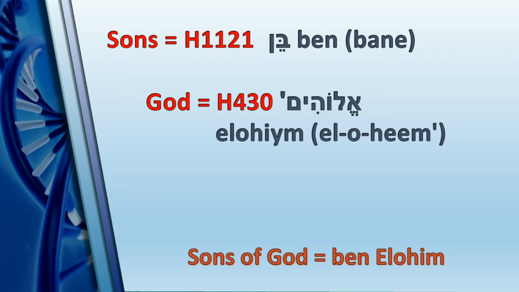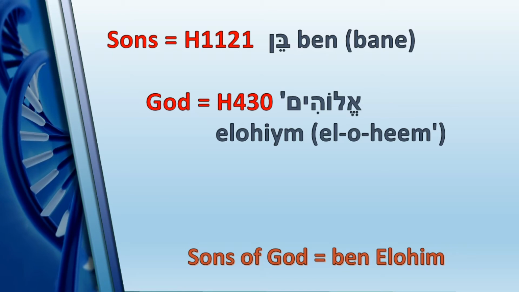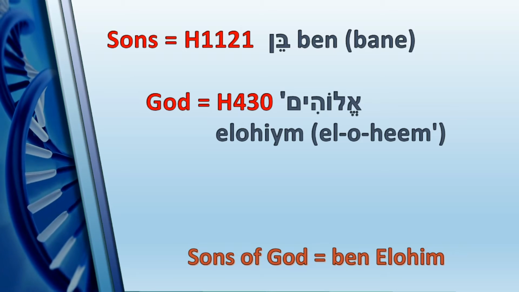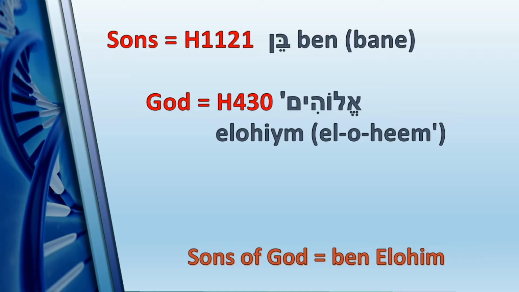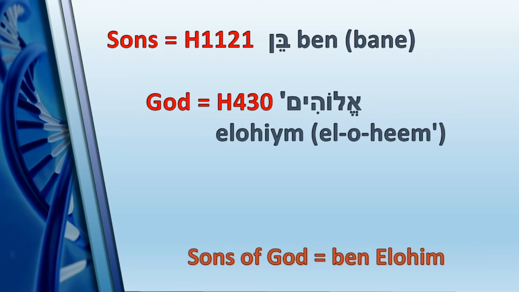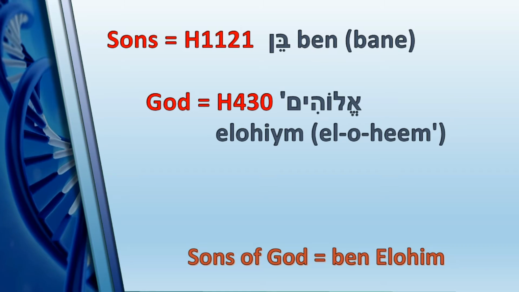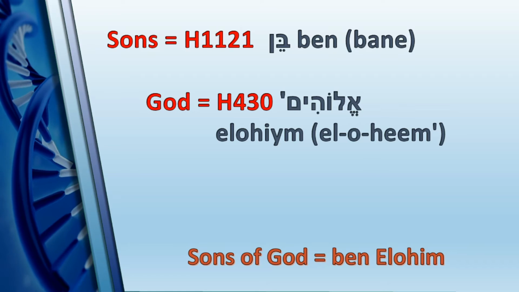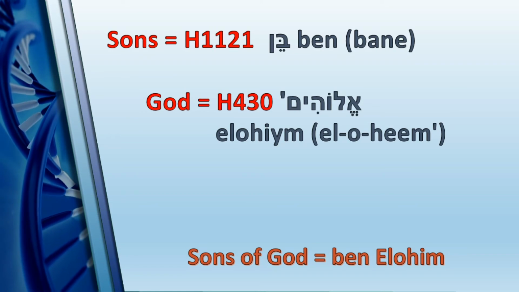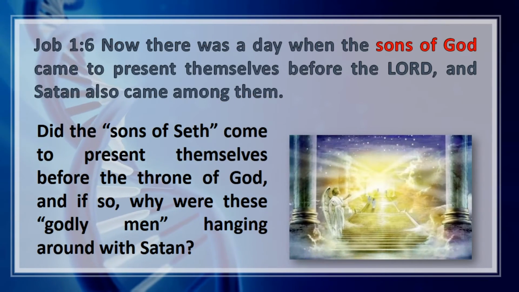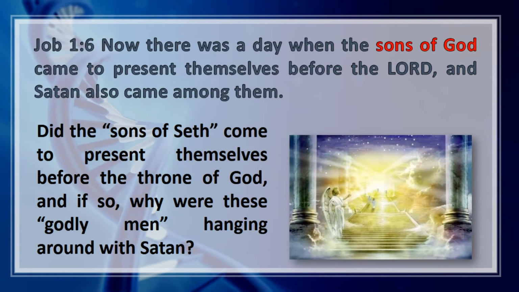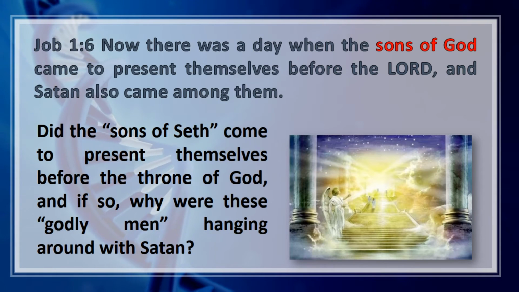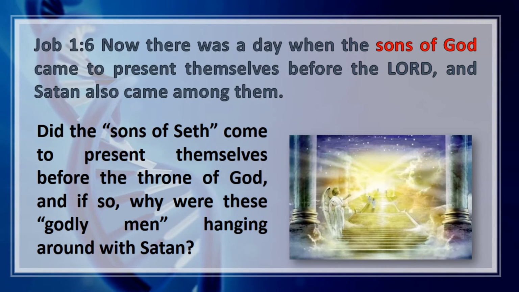Using these two numbers in Strong's Concordance, we can see where both of these words are used together in the Bible. The book of Job has three very important passages that use these two words together, and by looking at these three passages, we can clearly identify the sons of God. In Job 1:6, we read, "Now there was a day when the sons of God came to present themselves before the Lord, and Satan also came among them."